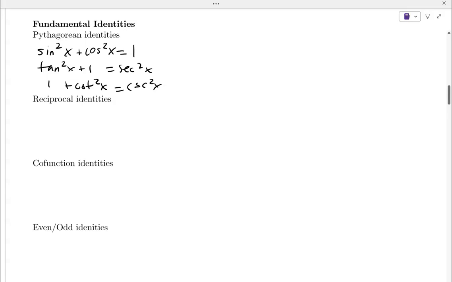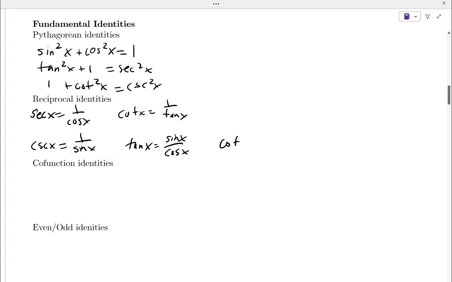The reciprocal, or maybe even better in terms of ratio identities, are just the ideas of being able to write these in terms of sines and cosines or the reciprocals of each other, right? So secant of x is 1 over cosine. Cosecant of x is 1 over sine. Cotangent is 1 over tangent. And then, of course, you also have your ratios: tangent is sine over cosine, and cotangent is cosine over sine. We know these, right? But we're just reminding ourselves, or having them in a convenient place while you're practicing, so you don't have to go look them up all over the place.